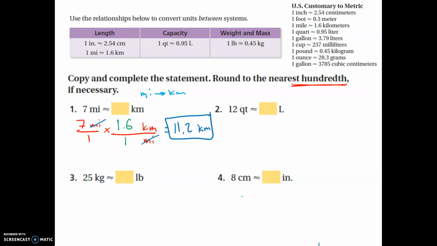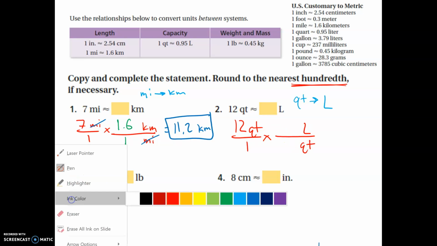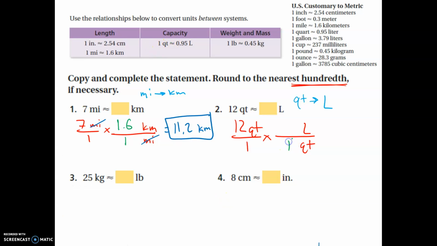Now when we look at example 2, we know that we're going to go from quarts to liters. So that's going to be this one. I'm going to pause the video and try setting this one up on your own. Okay, so you should have had 12 quarts over 1 times liters over quarts. And now let's plug in our numbers. 1 quart, 0.95 liters. And here's where you're going to use your calculator again. Quarts and liters will cancel. Use our calculator again, and we get 11.4 liters. Now, no rounding necessary on that one, right?